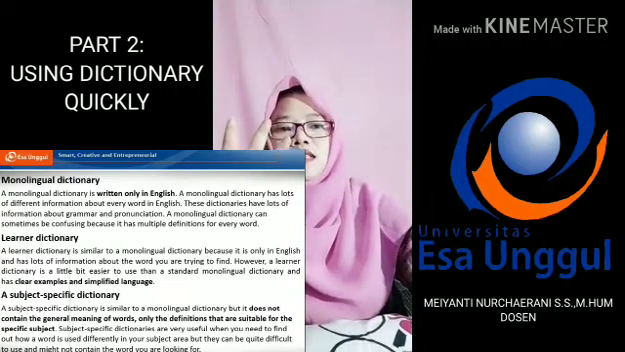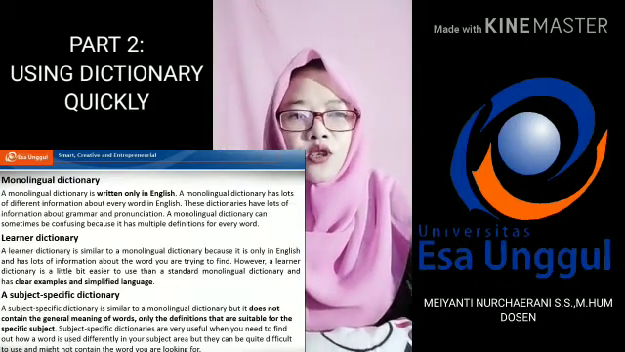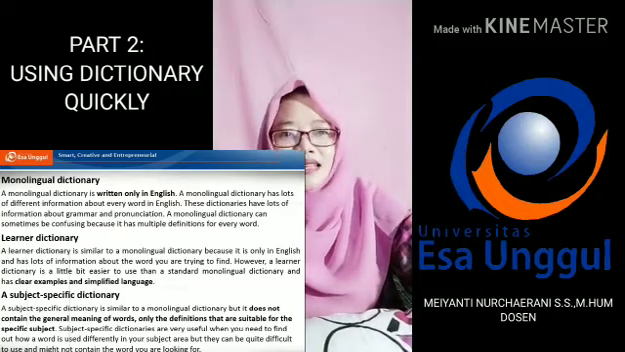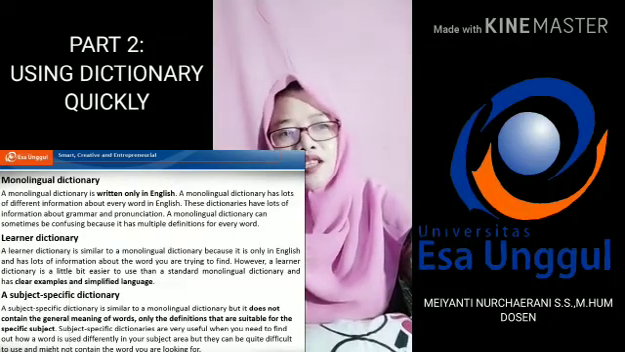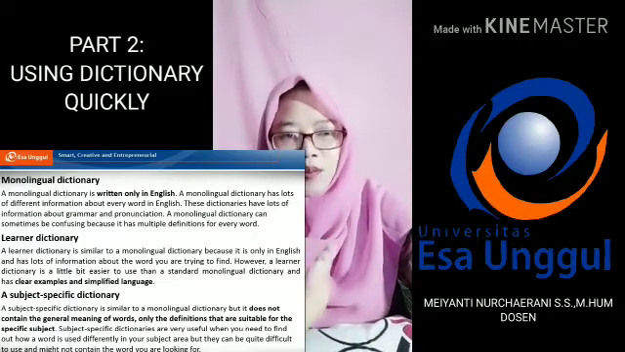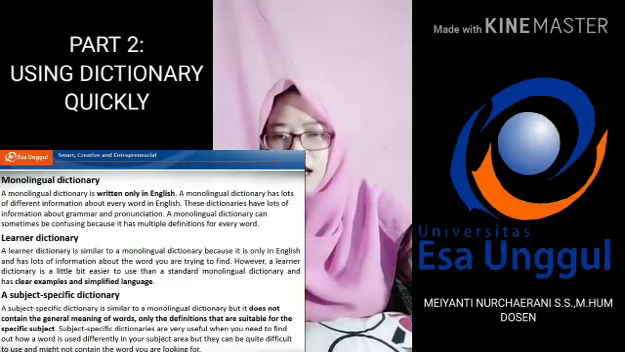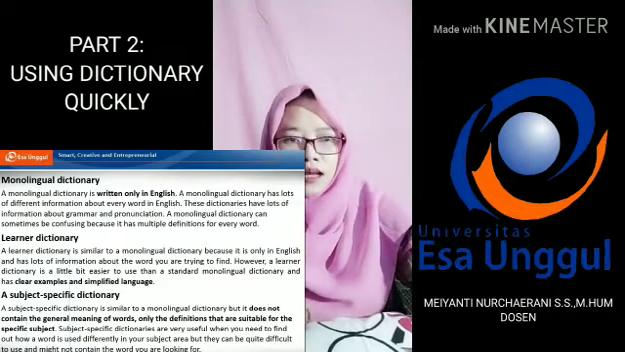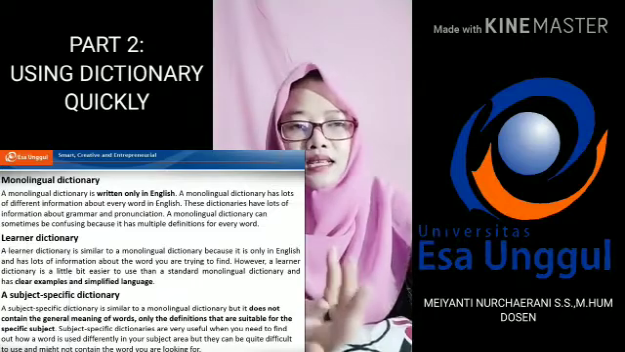And then the fourth one is a subject-specific dictionary. A subject-specific dictionary is similar to a monolingual dictionary, but it does not contain the general meaning of the words, only the definitions that are suitable for the specific subject. Subject-specific dictionaries can be very useful when you need to find out how a word is used differently in your subject area, but they can be quite difficult to use and might not contain the word you are looking for.